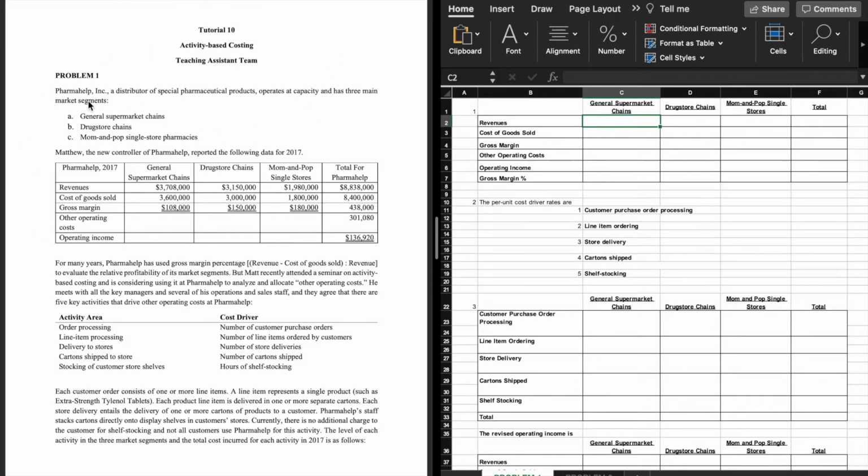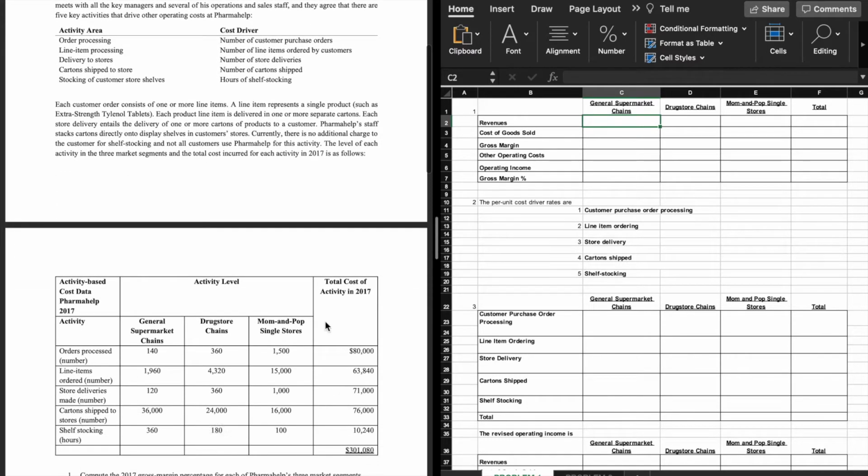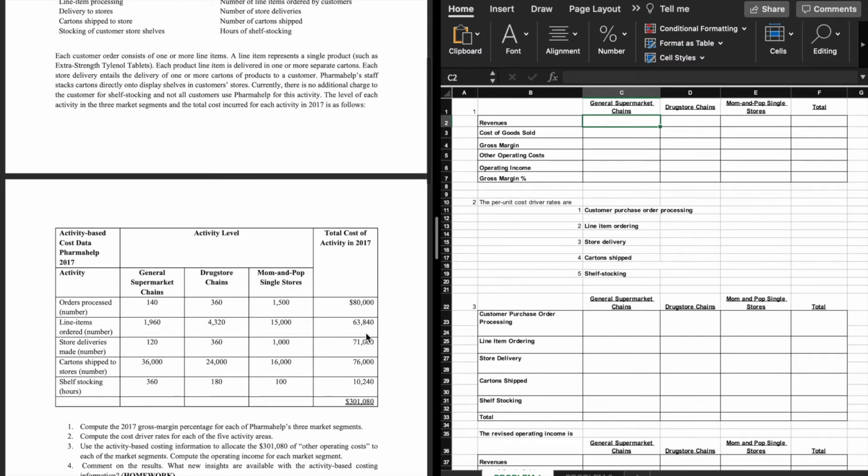So for problem 1, PharmaHelp Inc. operates at capacity and has three main market segments, which are general supermarket chains, drugstore chains, and mom and pop single store pharmacies. These are the given information. There are revenues, cost of goods sold, and gross margin for each market segment, total operating costs and total operating income. For many years, PharmaHelp has used gross margin percentage, but Matthew recently attended a seminar on activity-based costing and is considering using it at PharmaHelp to analyze and allocate other operating costs, and agrees that there are 5 key activities that drive the other operating costs. This table shows the activity level in each market segment with the total cost for each activity.